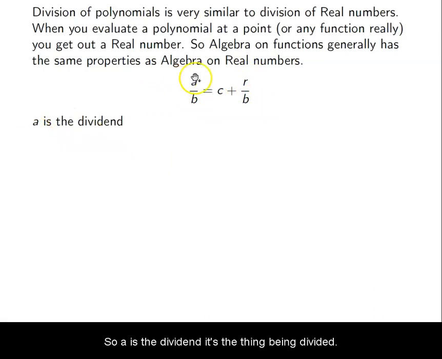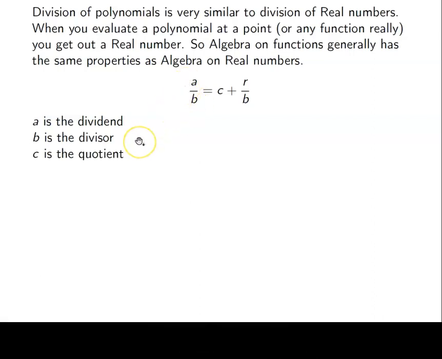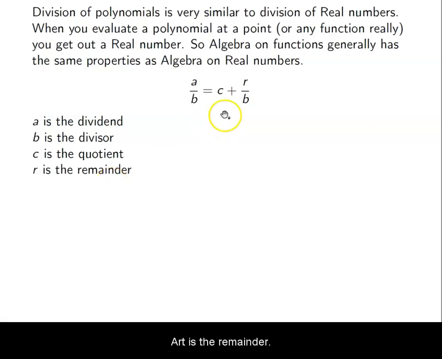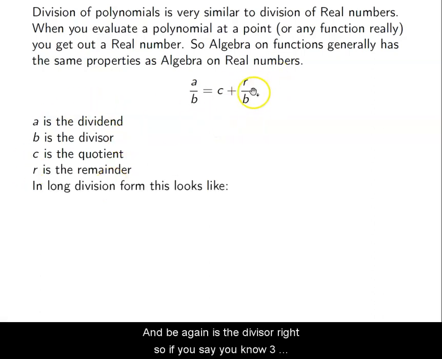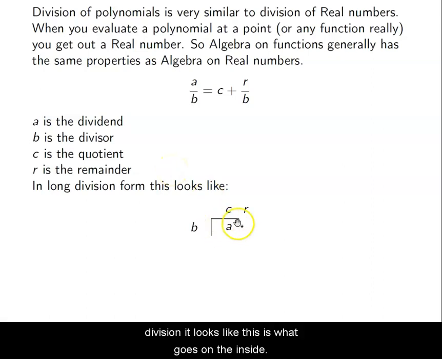So A is the dividend. It's the thing being divided. B is the divisor. It's the thing doing the dividing. C is the quotient. It's the whole number value you get out, the amount of times B goes into A evenly. R is the remainder. And B again is the divisor. So if you say 3 with a remainder of 1, it's the same thing as 3 plus 1 over the divisor. So in terms of long division, it looks like this.